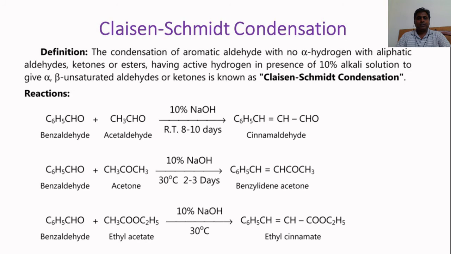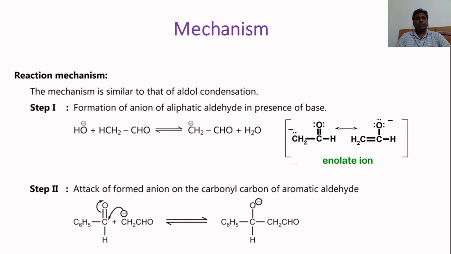Similarly, benzaldehyde condenses with acetone in the presence of 10% sodium hydroxide to give benzylidene acetone. Benzaldehyde also condenses with ethyl acetate. Now ethyl acetate also contains 3 alpha hydrogen atoms, and in the presence of 10% sodium hydroxide it gives ethyl cinnamate. Now all three are examples of Claisen-Schmidt condensation. Now let us discuss the mechanism of Claisen-Schmidt condensation.